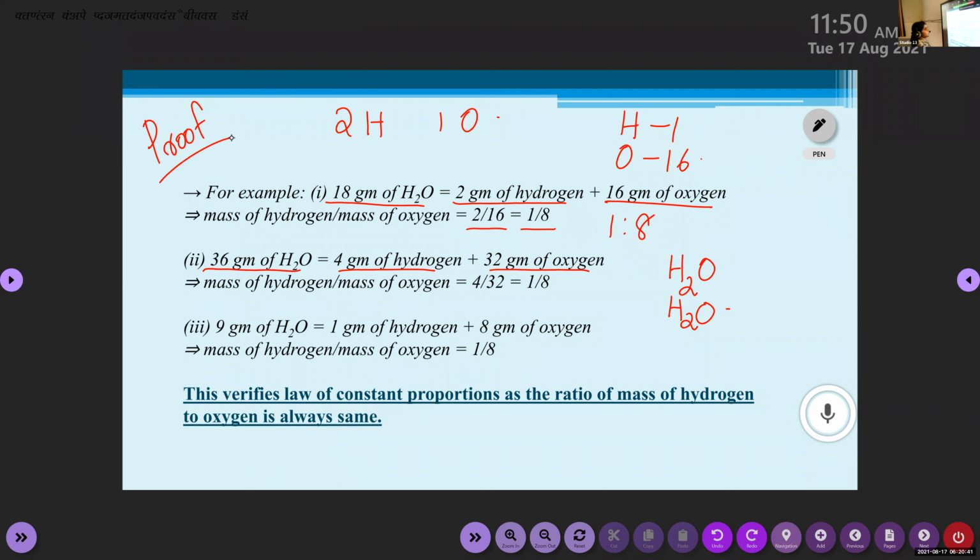First law is also stated here, because when you look at the mass of product and reactant, it remains the same, right? 18 gram of H2O. When you add 2 plus 16, it's also 18. That means the mass remains constant throughout a reaction.